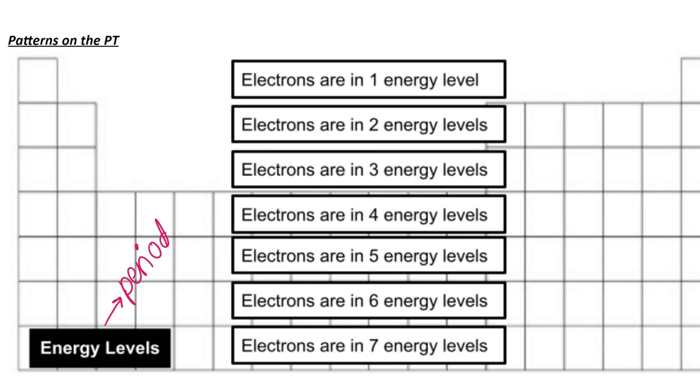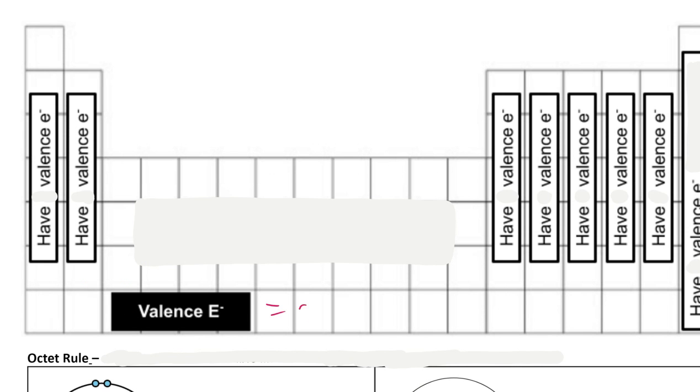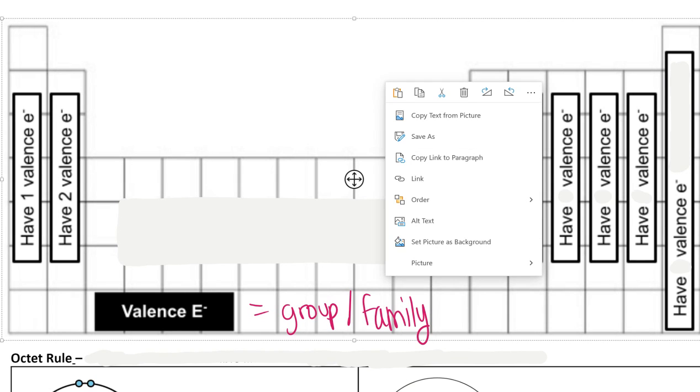Valence electrons are kind of the opposite. The valence electrons equals the group. Remember, we also call that family. Okay, it's the column. So everything in group 1 has 1 valence electron. Everything in group 2 has 2 valence electrons. We're skipping the middle on purpose, and that's okay.